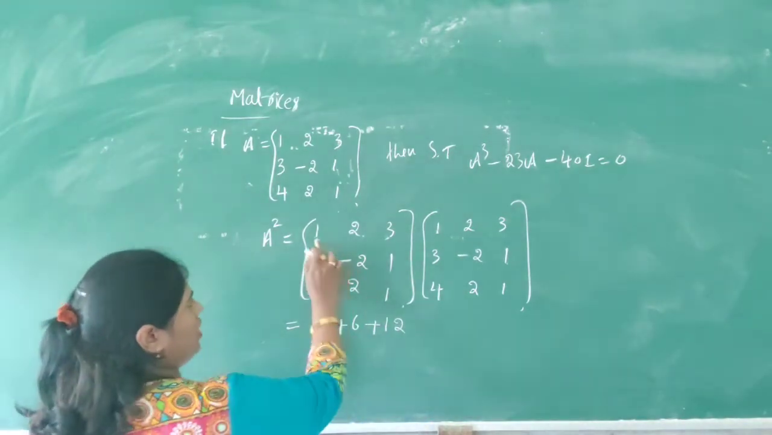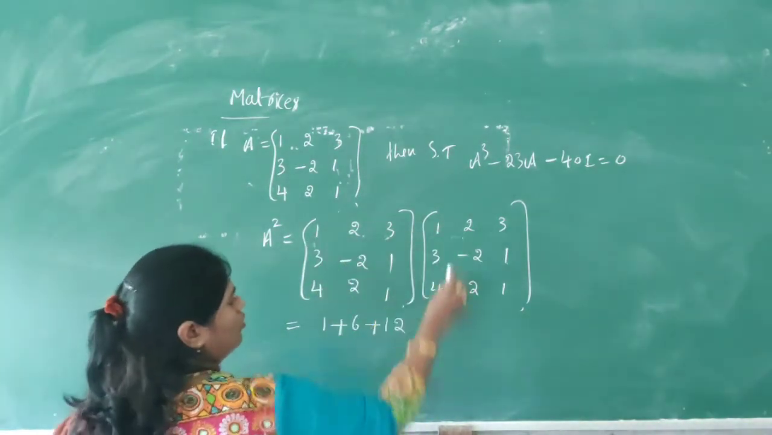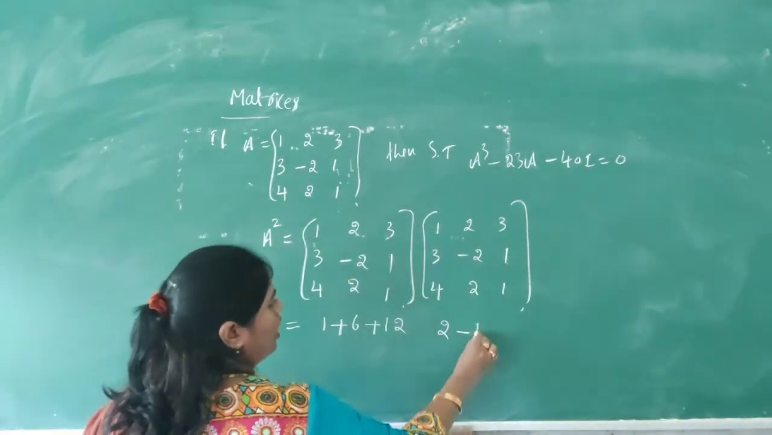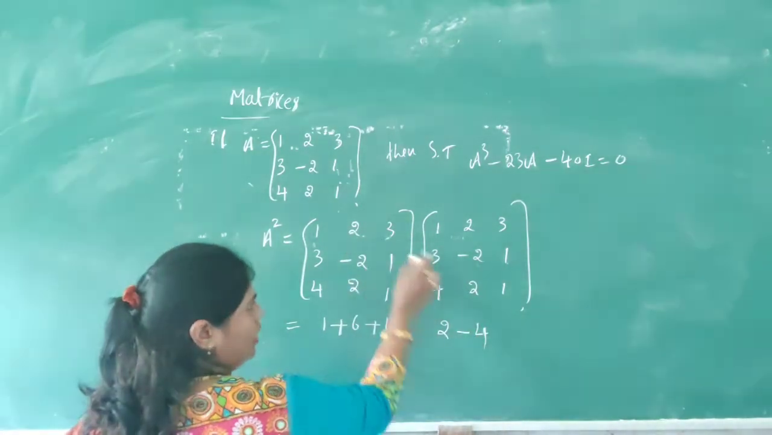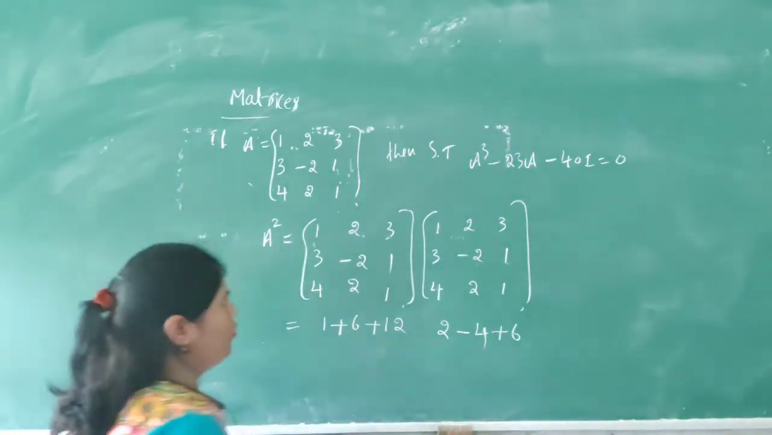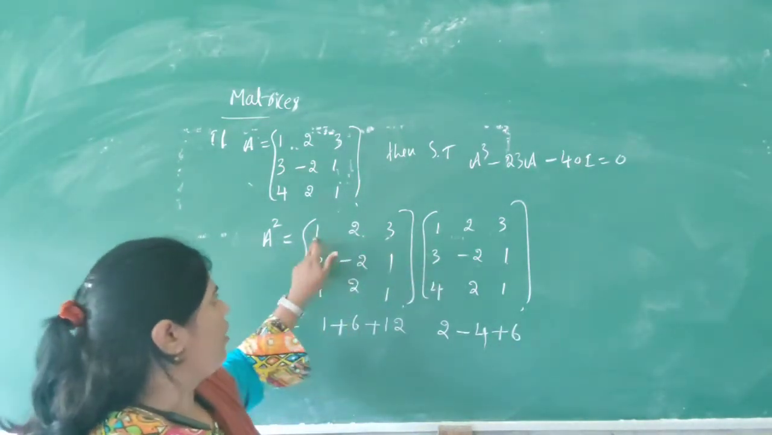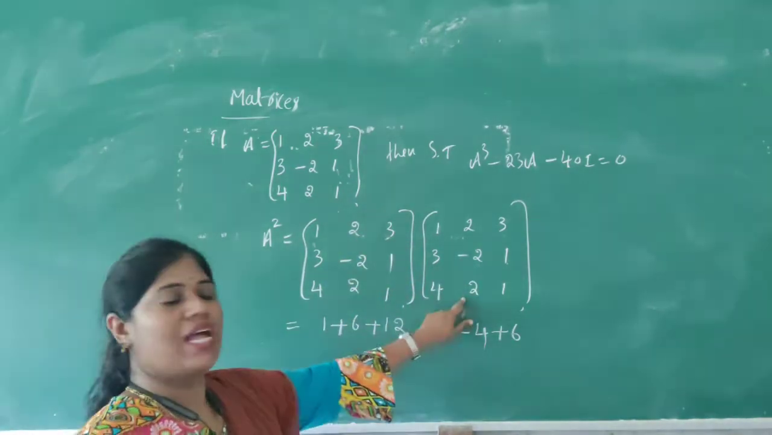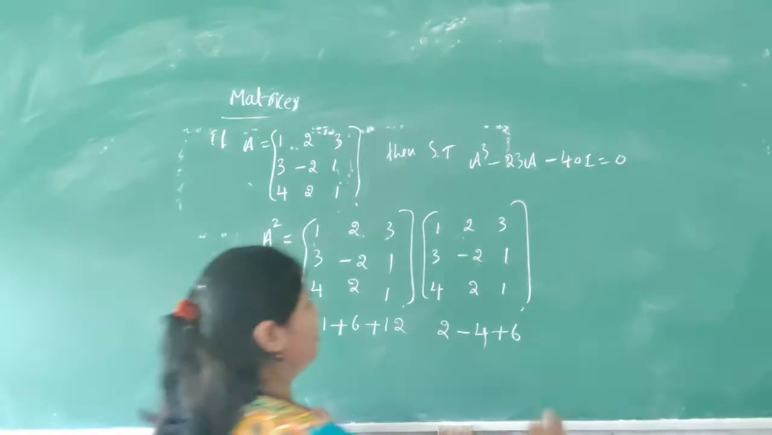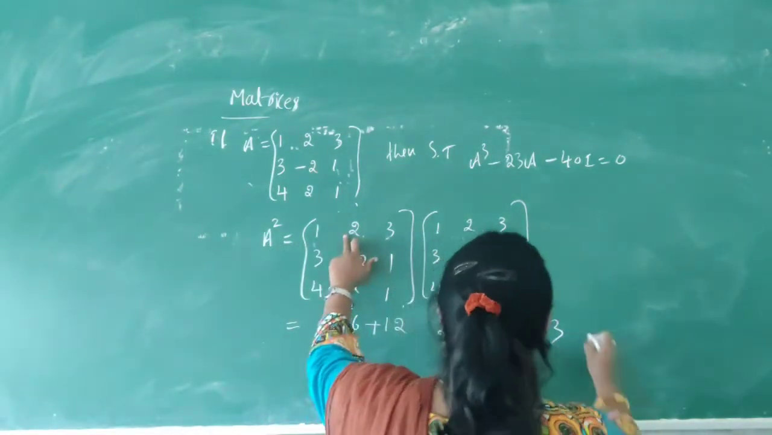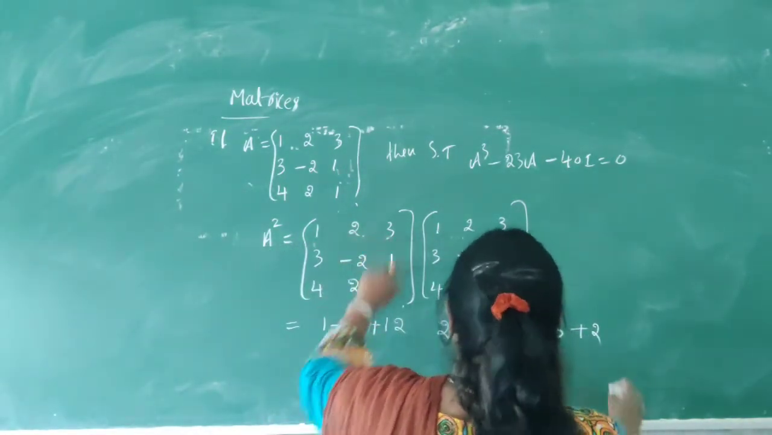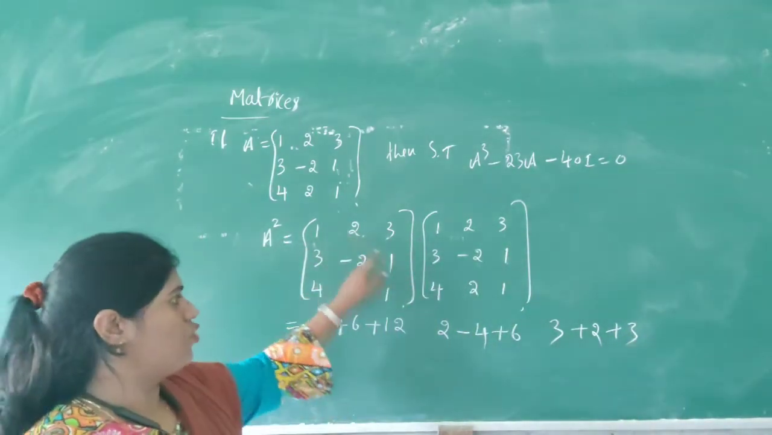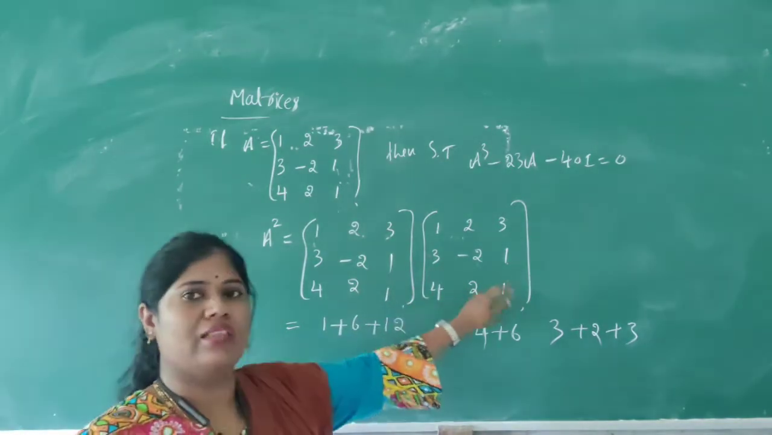Next, first row, second column. 1 2 is 2, plus minus 2 2 is minus 4, plus 3 2 is 6. Correct, no? And this and this: 1 2 is 2, 2 2 is 4 with the minus sign, 3 2 is 6. Next one: 1 3 is 3, plus 2 1 is 2, plus 3 1 is 3.